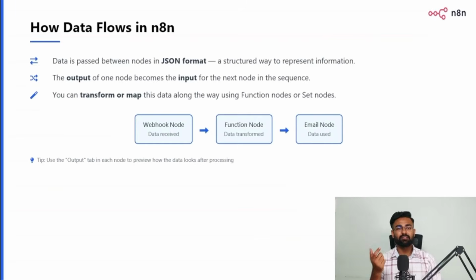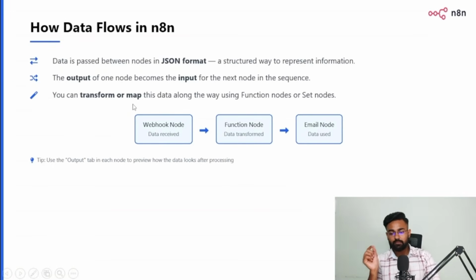JSON is a format in which data is passed from one node to another. You just need to know this, right? You don't need to know JSON. You need to know that, okay, this is the format. Then the output of one node becomes the input of the next node in the sequence. You already saw that in the previous module. The output that came from the on-form submission became the input for the Google Sheet node, right? And then this output became the input for the next Gmail node.